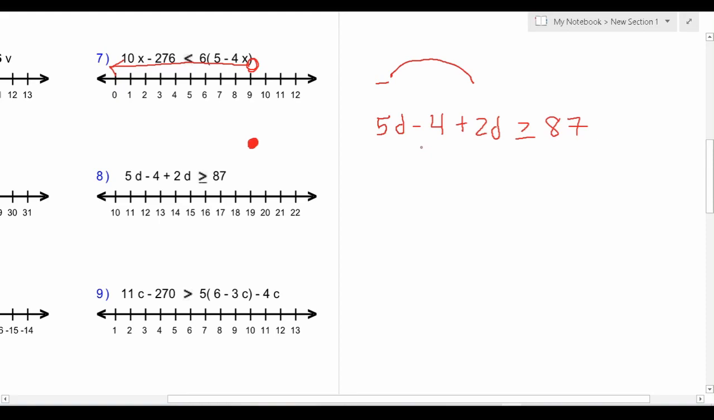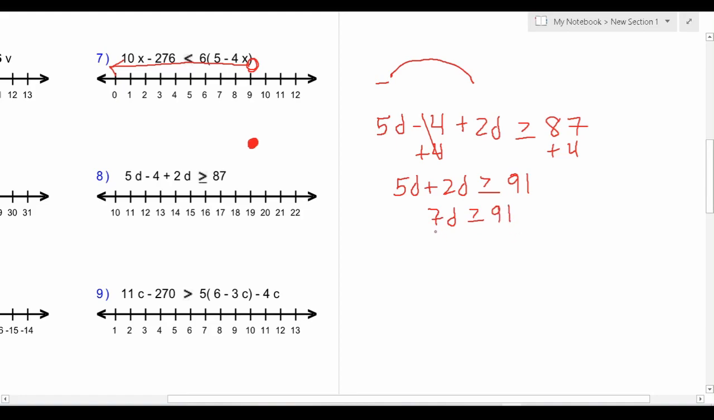So the first thing we're going to do is add 4 to both sides. Negative 4 plus 4 crosses out. That leaves us with 5d plus 2d on this side. Of course, that's greater than or equal to 87 plus 4, 87, 88, 89, 90, 91. Okay, let's combine these like terms. 2d plus 5d is going to be 7d. Again, that's greater than or equal to 91.